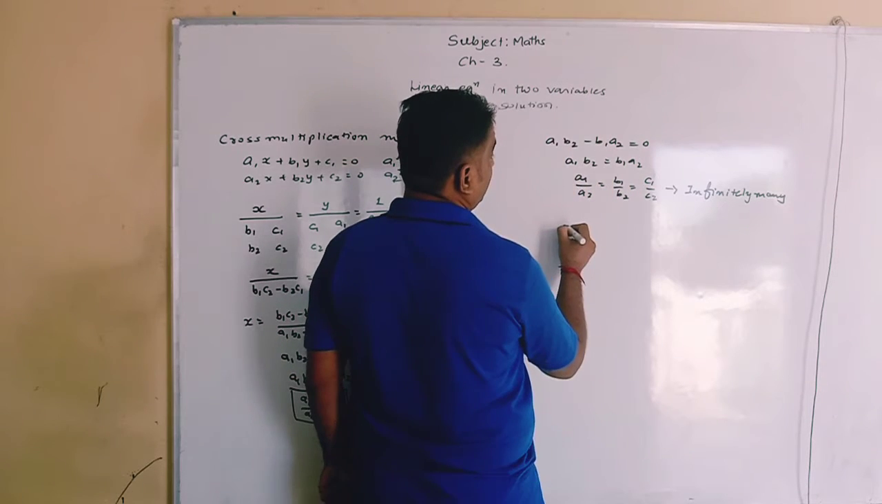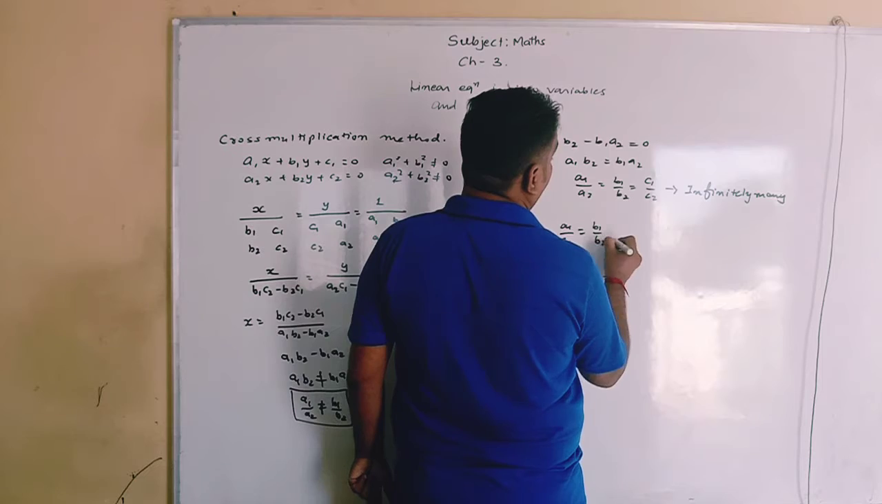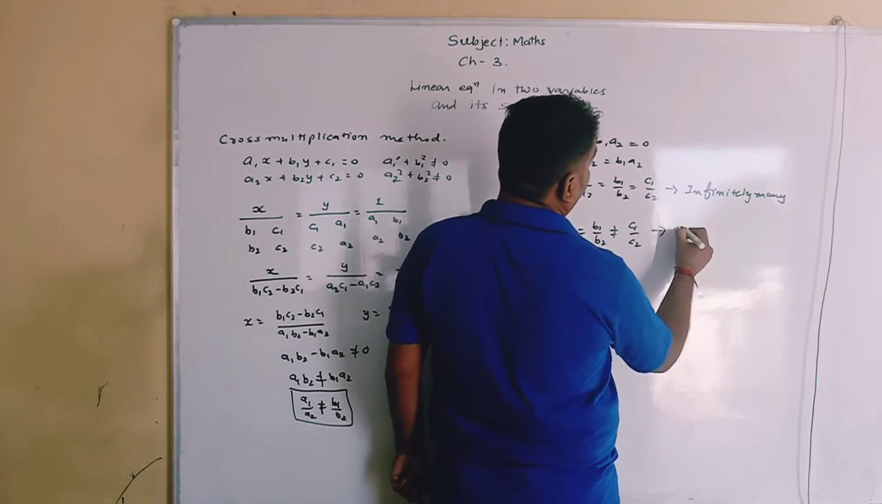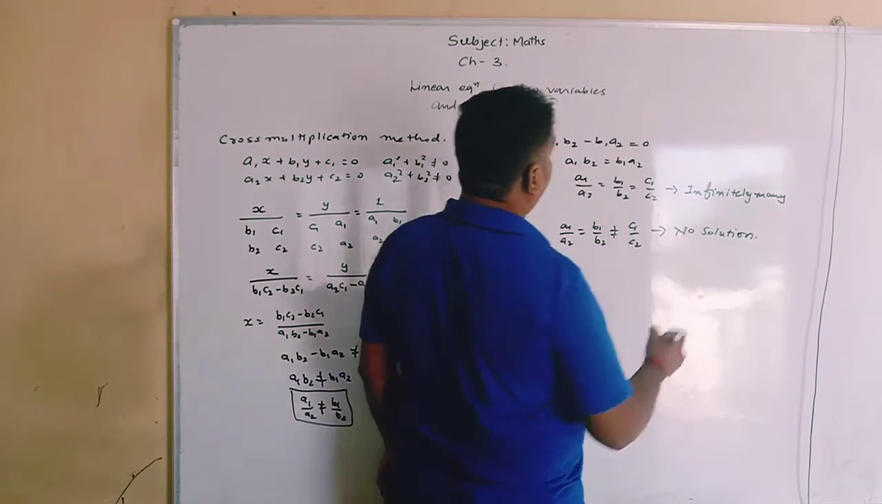And if a1 by a2 equals b1 by b2, but the third ratio c1 by c2 is not equal to them, then it has no solution. And so we have the conditions.